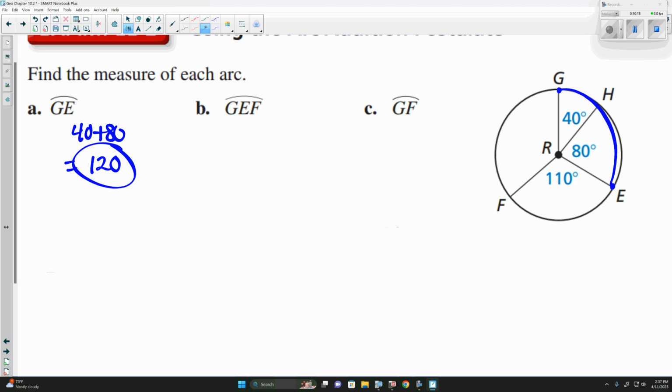G, E, F. So G going through E to F. So we can say 40 plus 80 plus 110. We can add those three together. Or we're really adding 110 to 120.